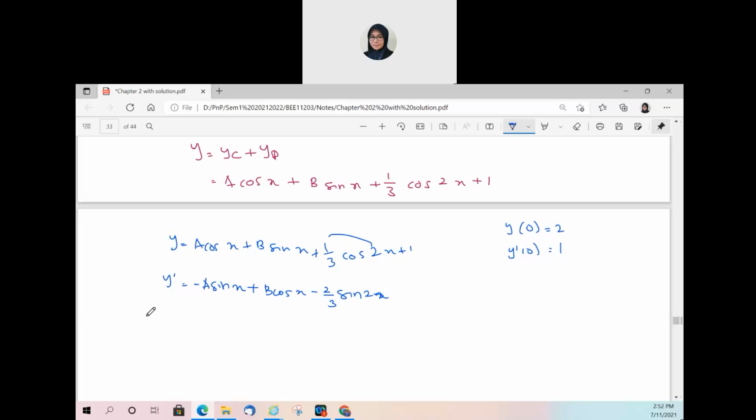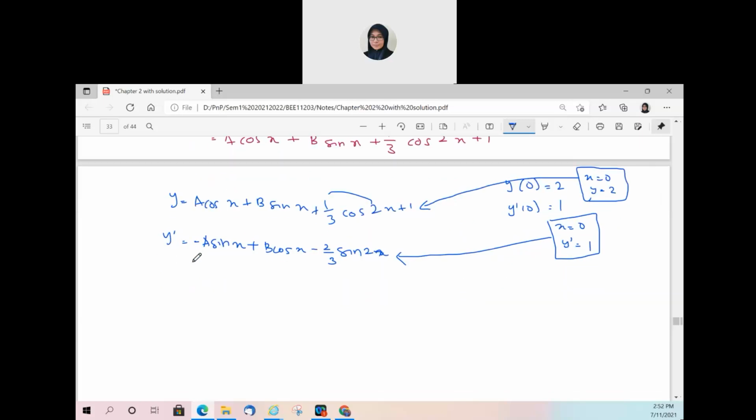Then this one is y 0 equals to 2. That means when x equals to 0, y equals to 2. And here is when x equals to 0, y prime equals to 1. So this value we replace to these equations, and this one inside this equation. So yang atas dulu, x is 0, so a cos 0 plus b sine 0 plus 1 over 3 cos 0 plus 1 equals to 2.